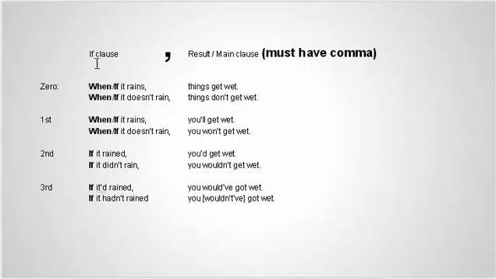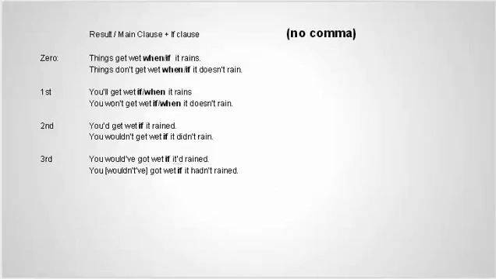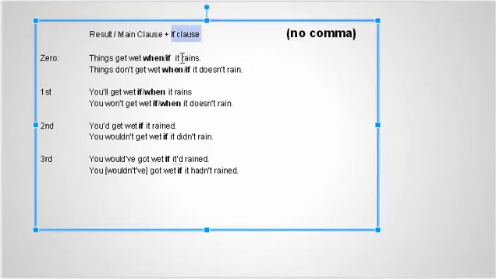In fact, we can use the if clause first, but it must have a comma between the if clause and the result clause or the main clause. There must be a comma. We usually start it with when or if, and then we have a comma. However, we can also switch that around and have no comma. But now the if clause is last and the result clause is first. There's no comma in between.